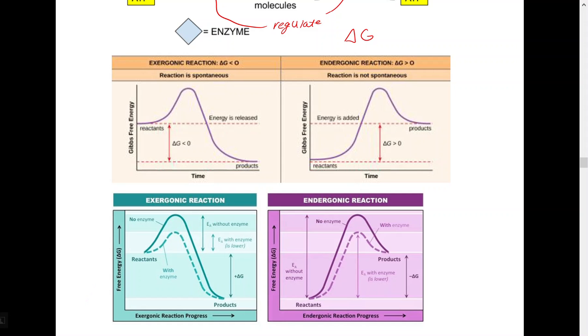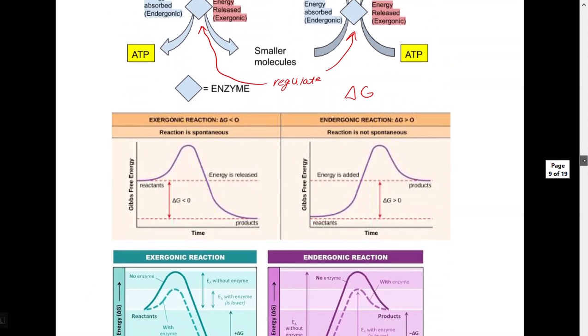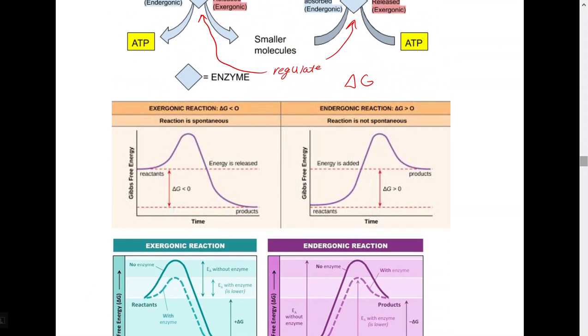And here what you see is we're going from large molecules to small molecules. Large molecules will have a lot of energy. Small molecules don't have a lot of energy. So energy is going to be released. But you can see that it's going to require some energy to start it. That is called the activation energy.